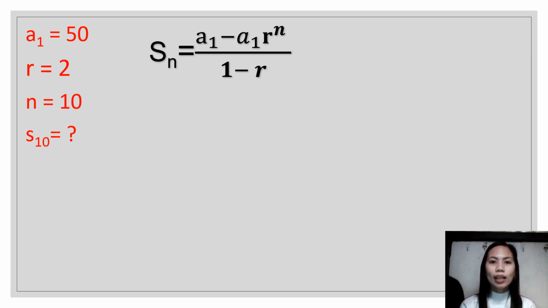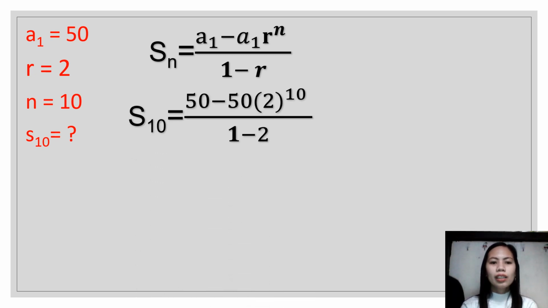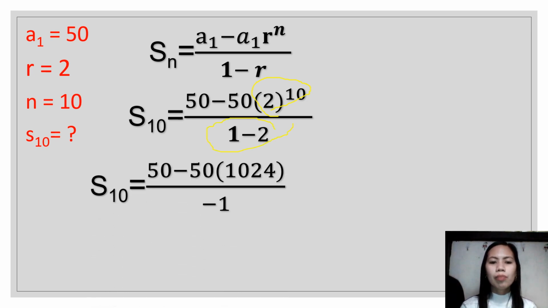S sub n equals a sub 1 minus a sub 1 r raised to n all over 1 minus r. By substitution, S sub 10 equals 50, yung ating a sub 1, minus 50 times 2, which is the common ratio, raised to 10, or yun yung ating number of terms na n, all over 1 minus 2. So, in this case, una natin dyang masosolve ay yung 2 raised to 10. Pwede na rin natin masolve yung 1 minus 2. So, we have 50 minus 50 times 1,024.